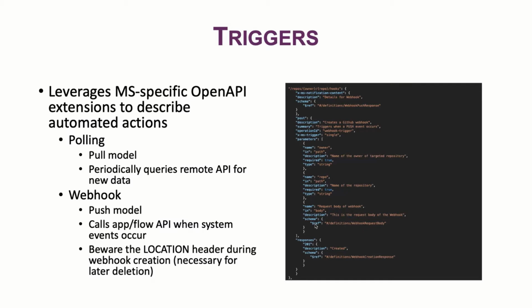Now, two types, I mentioned this already, of triggers. There's the polling pull model, where it's going to periodically query your remote API, and then the webhook push model, where you can call app events. Not only are these challenging to build because it's a pretty complex JSON spec, but they're also really hard to debug in remote systems.